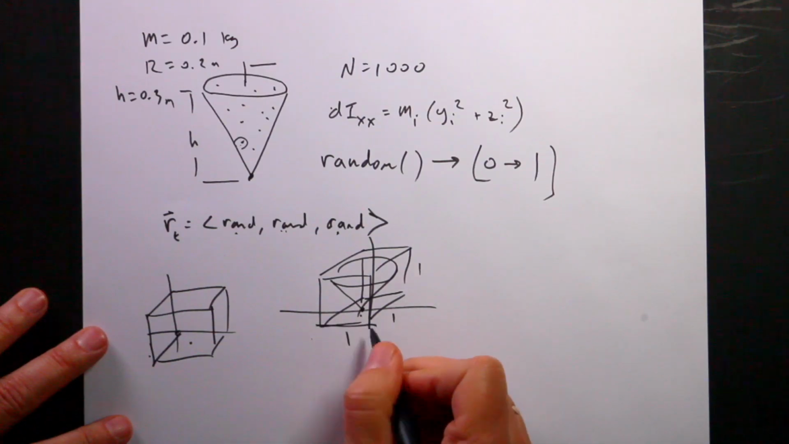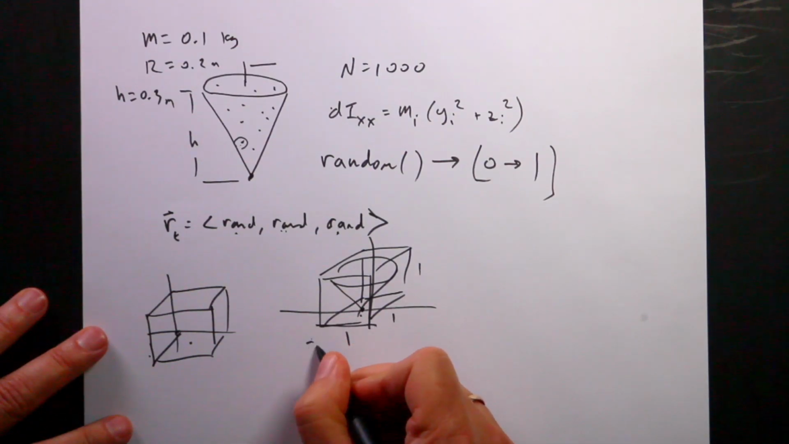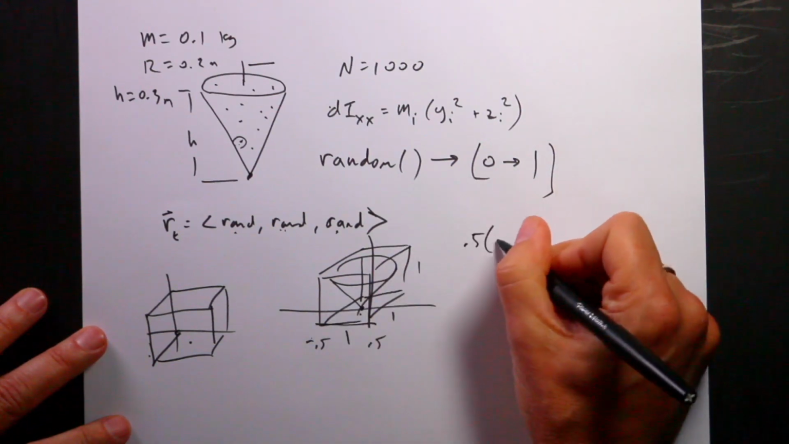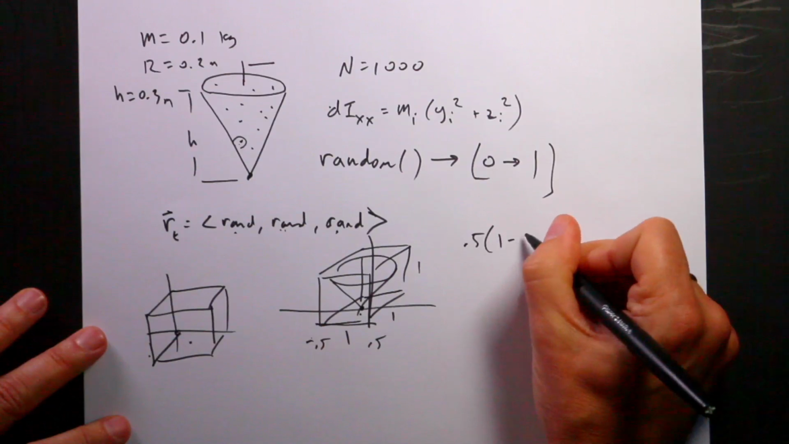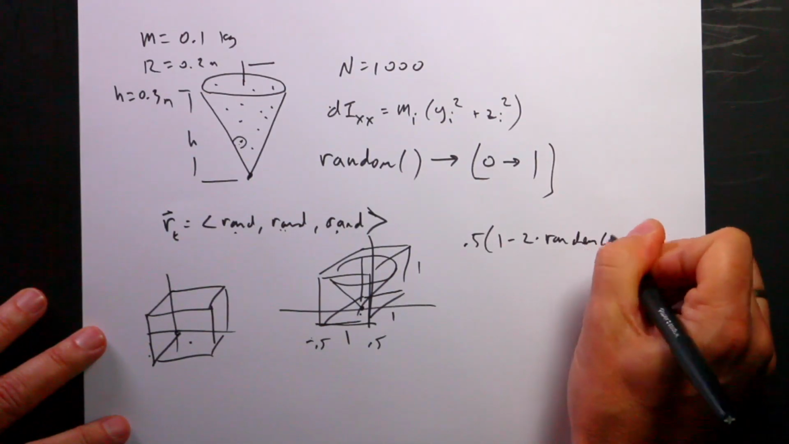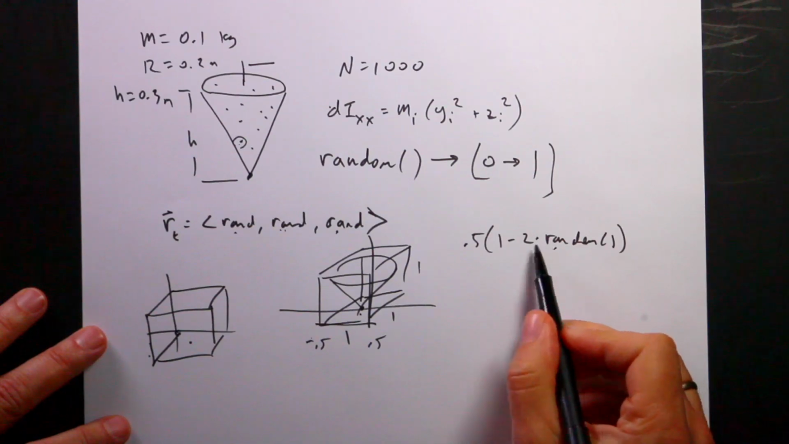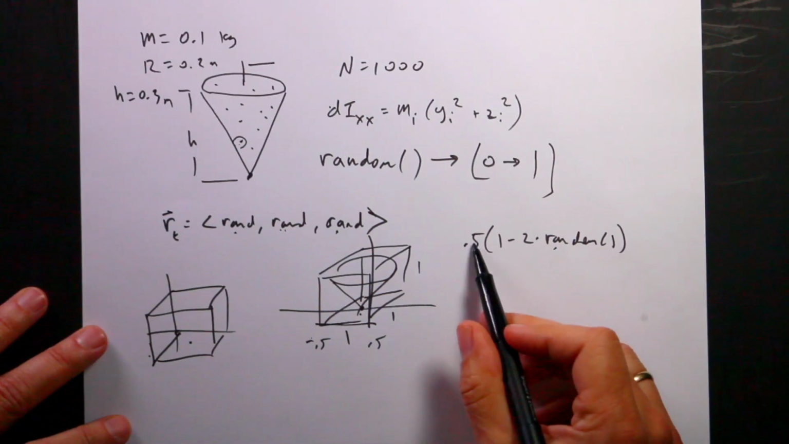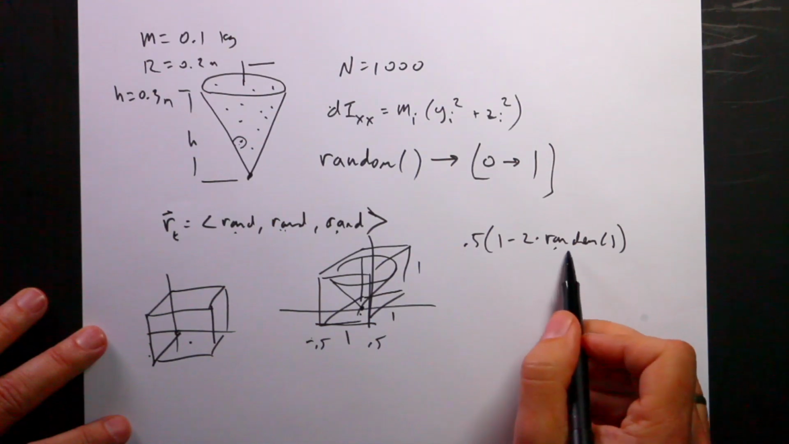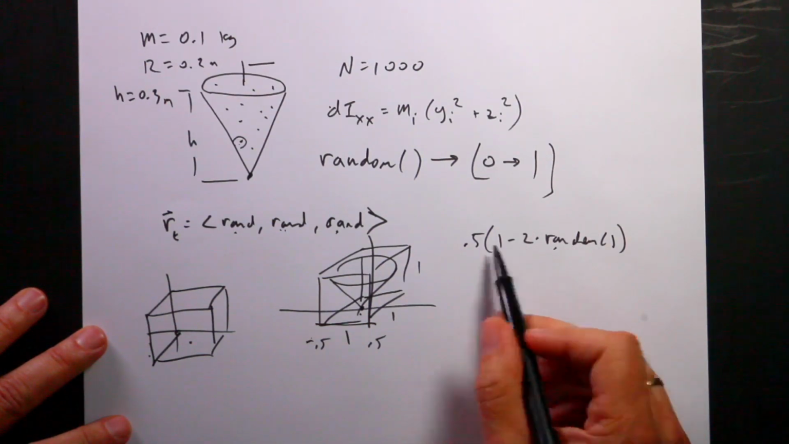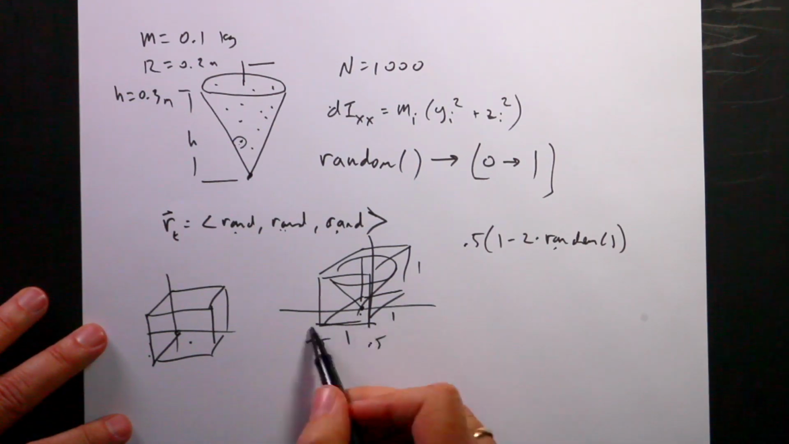So this is my X direction. I want it to go from negative 0.5 to 0.5. So I could say this, 0.5 times 1 minus 2 times random. So random would give me between 0 and 1. So this could be as big as 1 times, oh wait. Yeah. This could be as big as 1 or as small as negative 1. And then I multiply by 0.5 and I have a total length of 1.